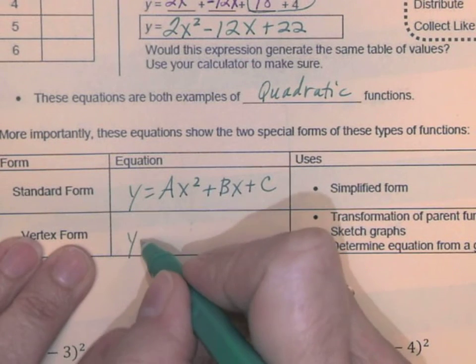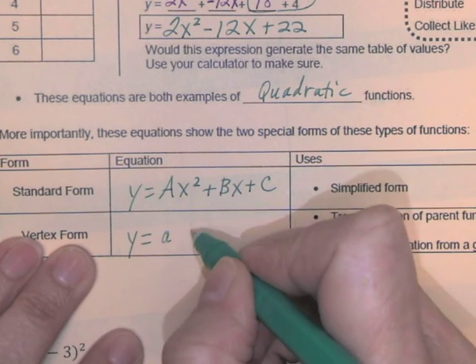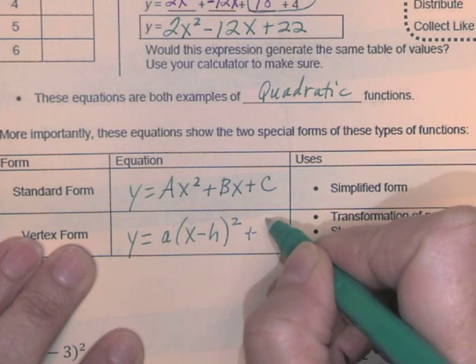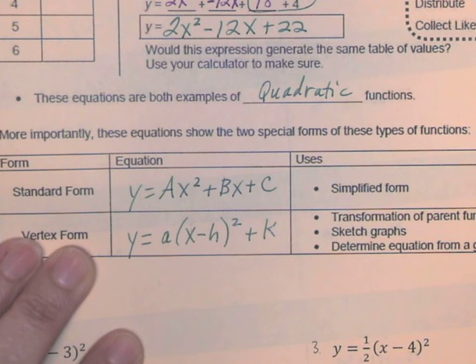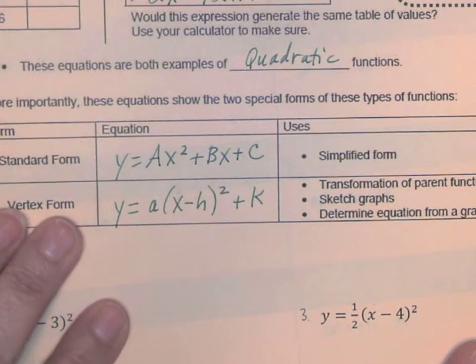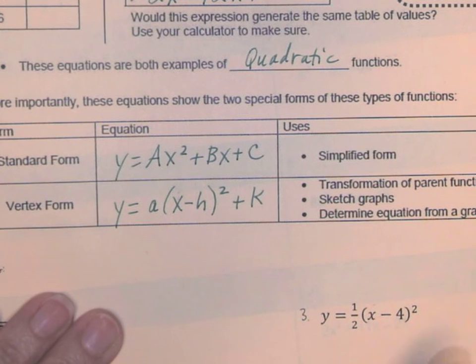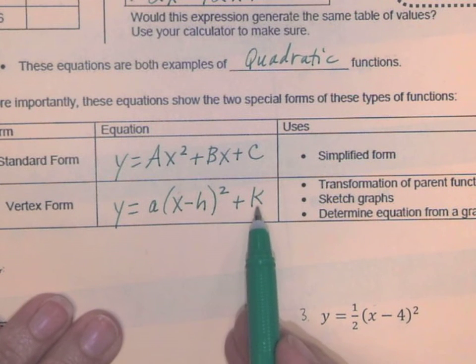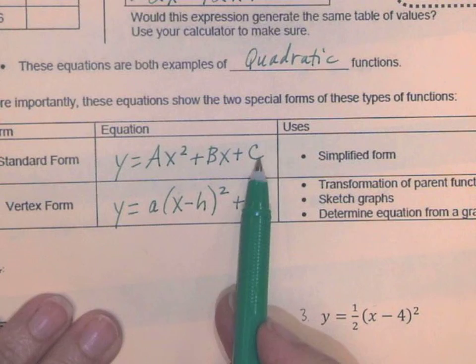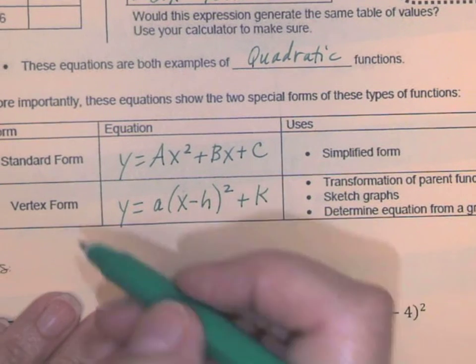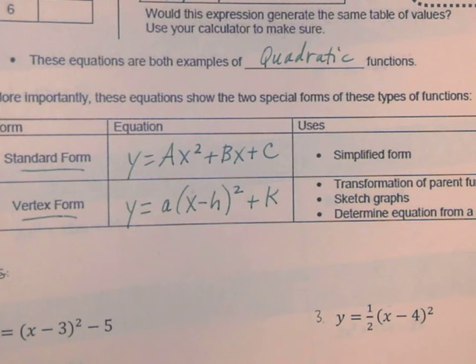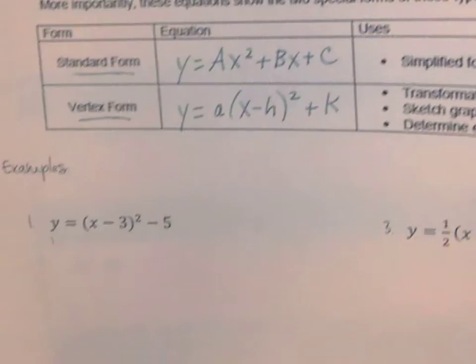Vertex form is going to be y equals little a times x minus h squared plus k. Now this is the transformation of the parent function. It helps us to sketch the graphs. It helps us determine a lot of things. If it's in this form, we usually like for it to be in this form, but sometimes we need it in that form. So we have two different forms, standard and vertex. We can go from one to the other. So let's do a couple of practice ones.